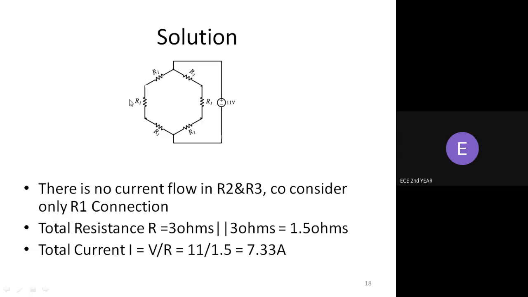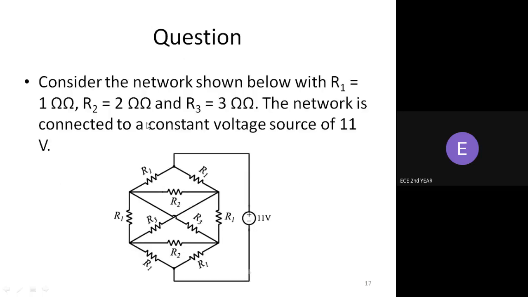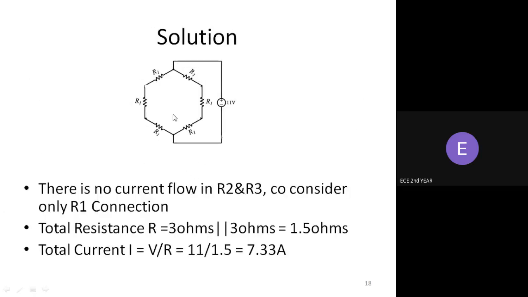So here all three R1 resistances are connected in series on each arm, and these two combinations are connected in parallel. The value of R1 is 1 ohm. So on this arm, R1 plus R1 plus R1 gives 3 ohms, and likewise on the other arm, 3 ohms. Both the 3 ohm arms are connected in parallel. So 3 ohms parallel 3 ohms.